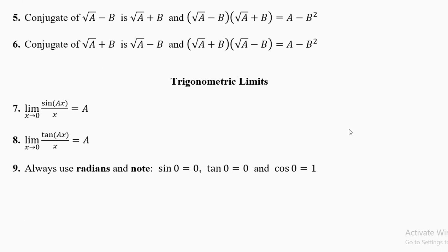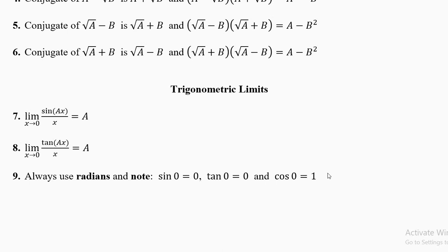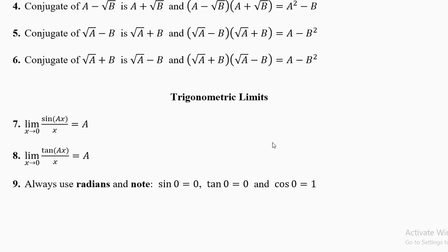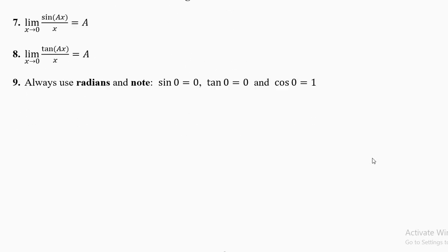Now we have some trigonometric limits also. Limit x going to 0, sin ax by x is equal to a, where a is any number, negative, positive or 0. Limit x going to 0, tan ax by x is a. In your calculus, you always have to use radians. You cannot use degrees and other units in your calculator. Change to radians and remember sin 0 is 0, tan 0 is 0 and cos 0 is 1, both in radians and degrees. But we have to use radians because radians is the natural setting for calculus.